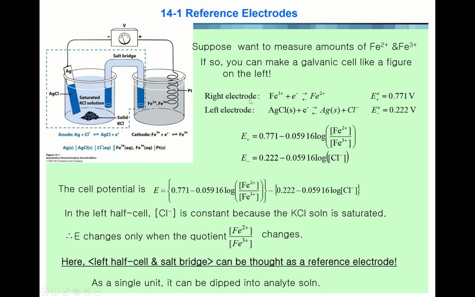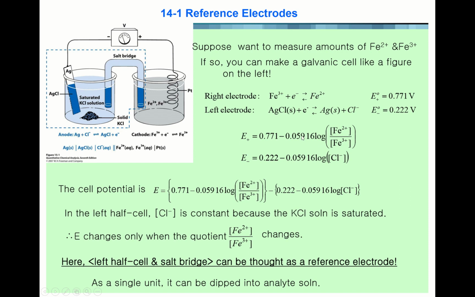On the right electrode, the ferric ion accepts one electron to become ferrous ion, and from the table, the standard reduction potential is 0.771 volt. And we write the Nernst equation for this one, and E plus is given by this equation. The potential is determined by the ratio of these two ions.